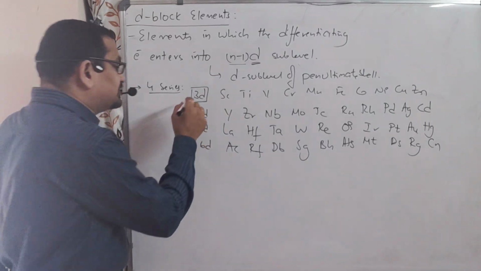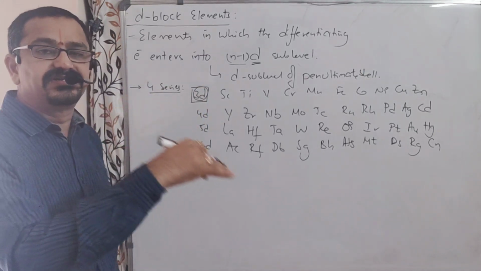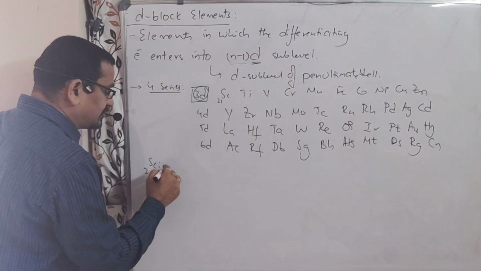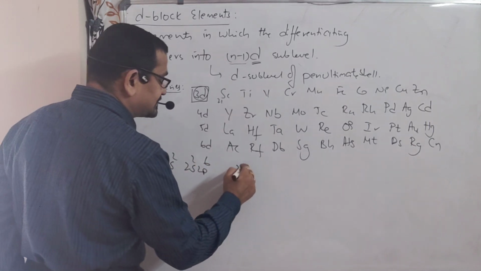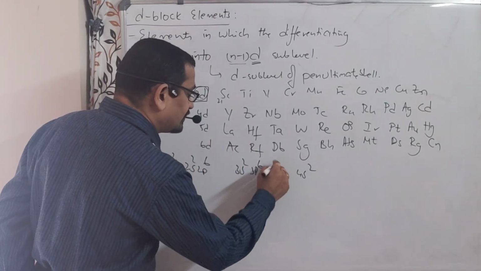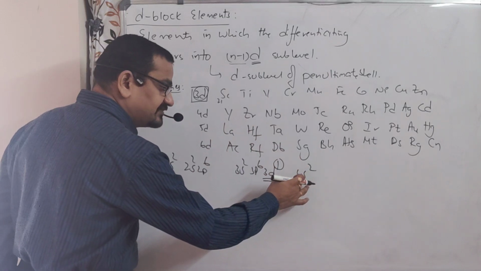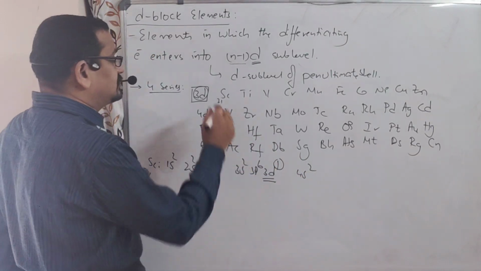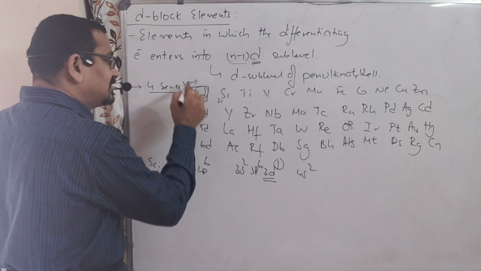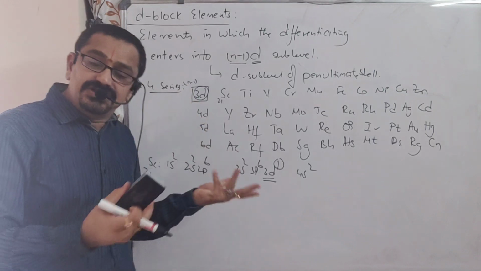These are called 3D series. You know the reason. Here 3D corresponds to the sublevel in which differentiating electron enters. As per the definition, observe the scandium 21 electronic configuration: 1s2, 2s2, 2p6, 3s2, 3p6, 4s2, 20 is finished. Now 21 means 3d1. See, the differentiating electron entered D sublevel of penultimate shell. Ultimate shell is 4th shell, penultimate shell is 3rd shell. So 3D corresponds to N-1. When N-1 is 3, what is nth shell? 4th shell.